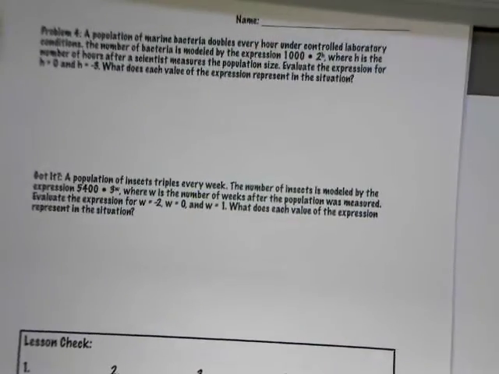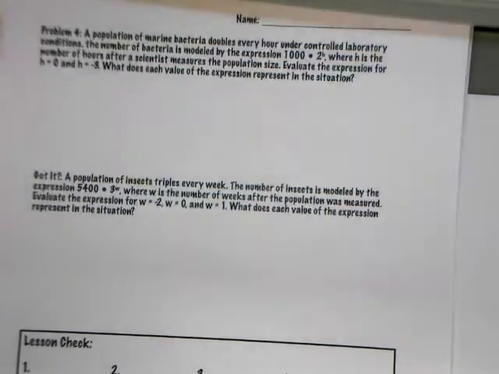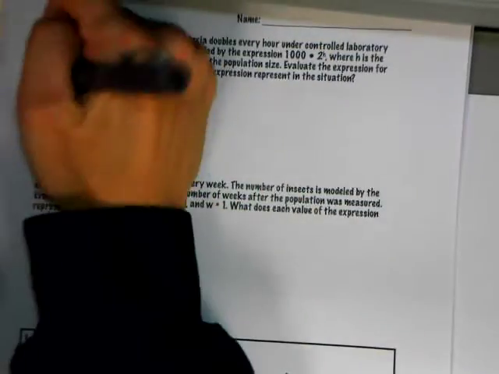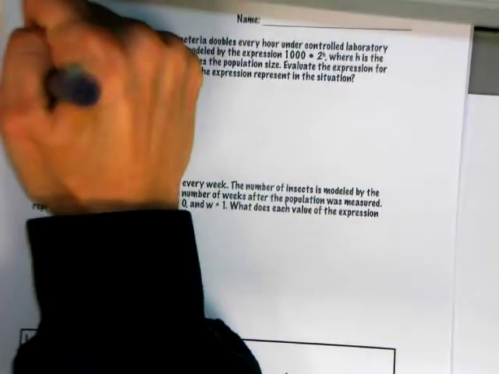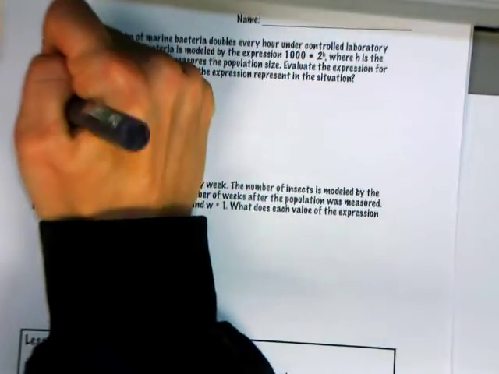All right, a population of marine bacteria doubles every hour under controlled laboratory conditions. The number of bacteria is modeled by the expression 1,000 times 2 to the h power, where h is the number of hours after a scientist measures the population size. Evaluate the expression for h equals 0 and h equals negative 3. What does each value of the expression represent in the situation? Okay, so we have 1,000 times 2 to the h power, and what h value do they want us to do first?